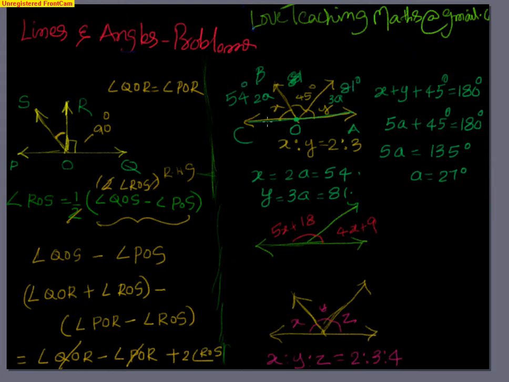This total should be 180 degrees. Let's see, 54 plus 81 is 135. 135 plus 45 is equal to 180 degrees. I think that's pretty much clear to you. It's very simple.